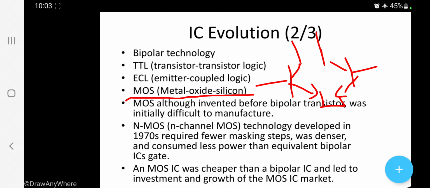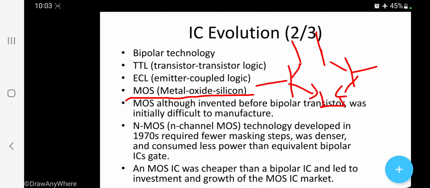MOS transistors and MOS technology have become very popular, and NMOS and PMOS came into fabrication. A combination of NMOS and PMOS gives CMOS. That we will also see in coming slides or in the next classes.